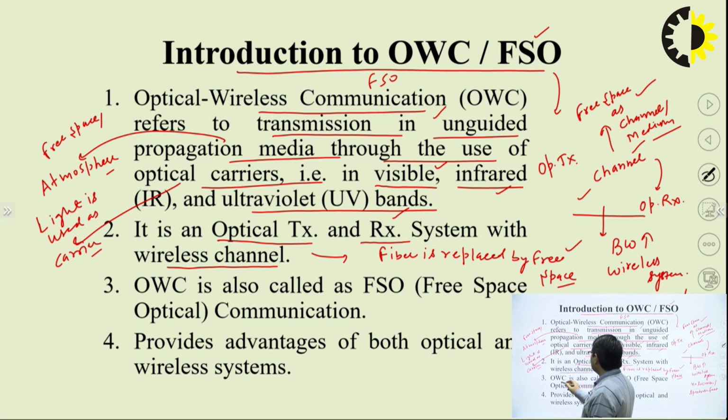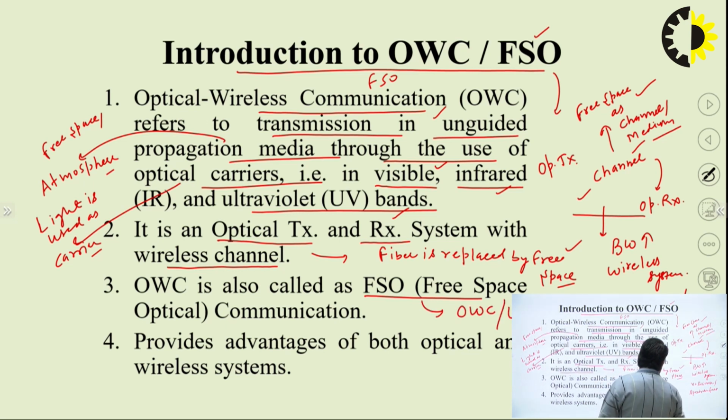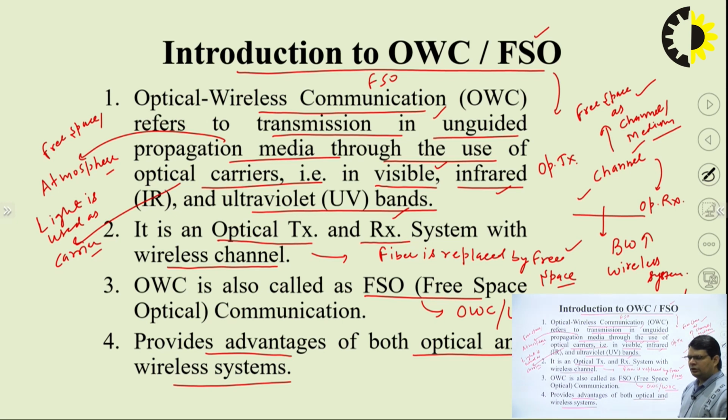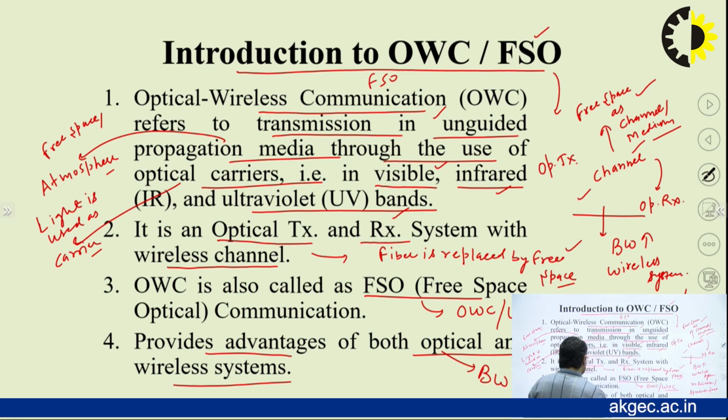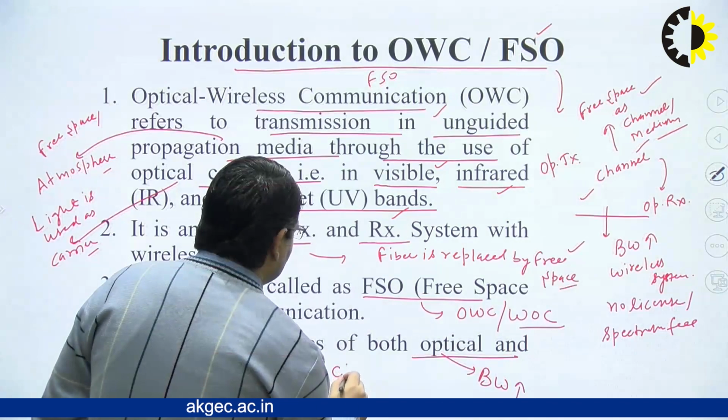As we have discussed, this FSO based communication system is also known as the optical wireless communication system or wireless optical communication system. We prefer this system because it provides the advantages of both optical and wireless systems. From the optical part, what we have taken is very large bandwidth, and from the wireless system what we have taken is that the channel is wireless.